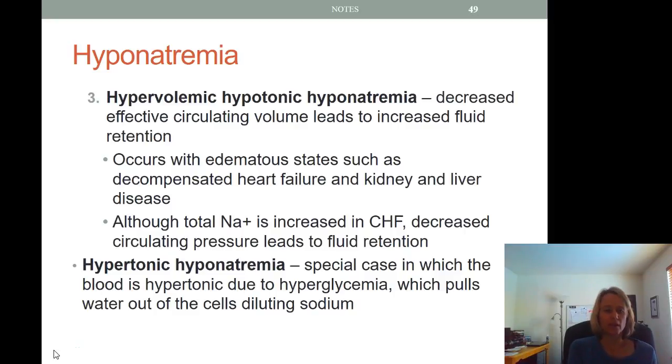Okay, and then the last one, which is kind of confusing, is hypertonic hyponatremia. This is a special case in which the blood is hypertonic, not due to the sodium, but rather due to severe hyperglycemia, such as with diabetes mellitus. The high blood glucose actually pulls water out of the cells, and that dilutes the sodium, causing hyponatremia.